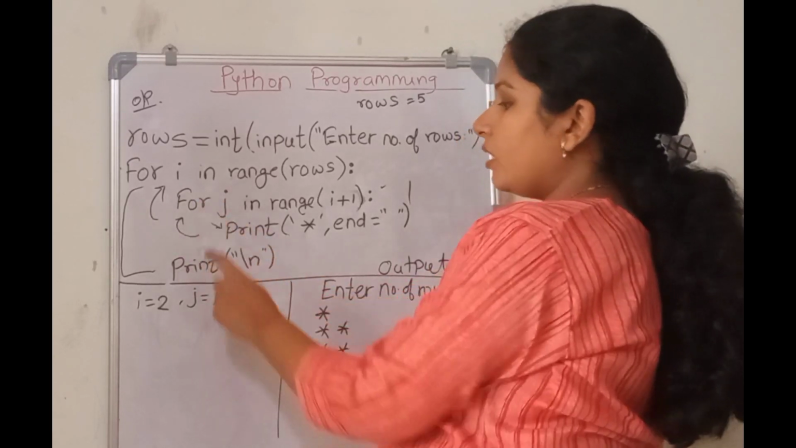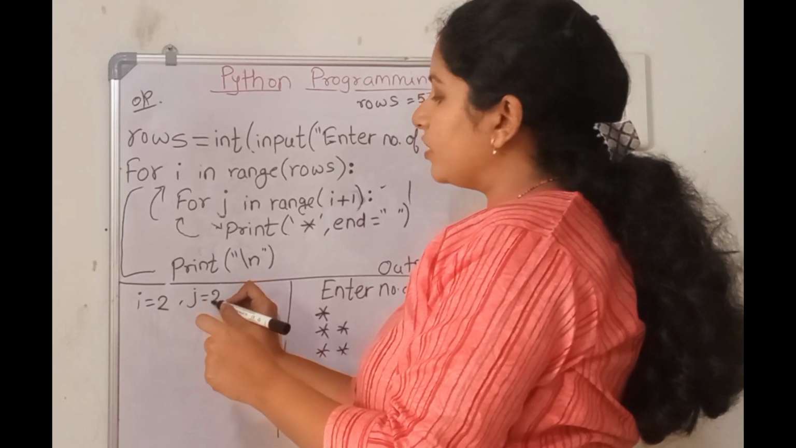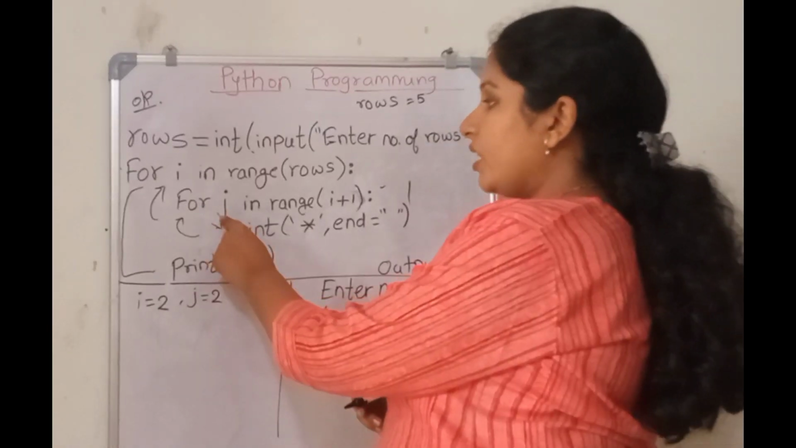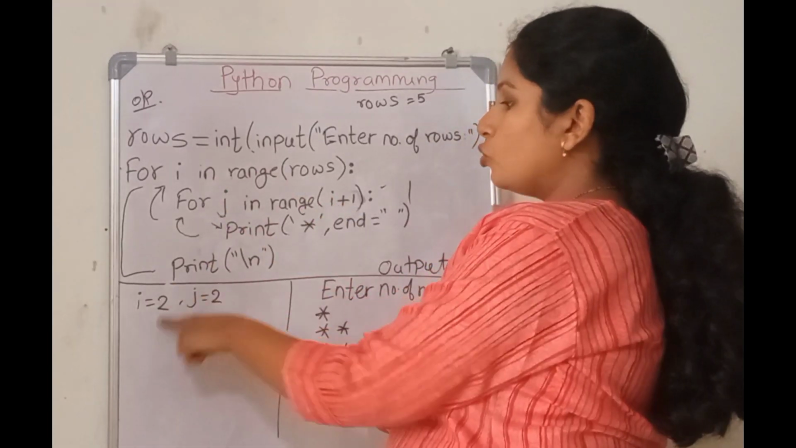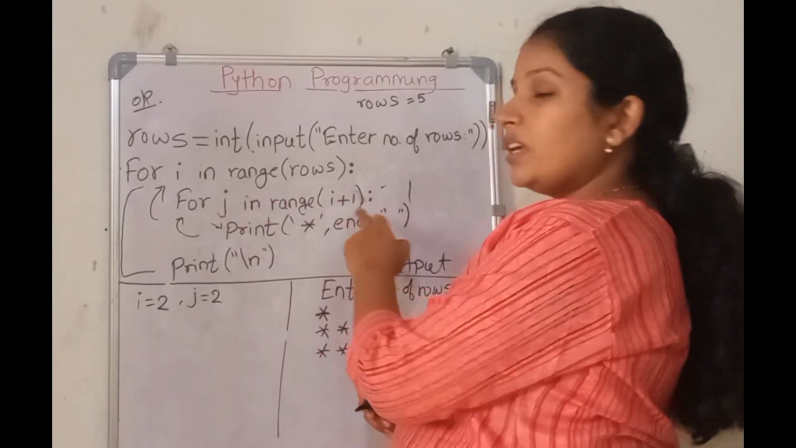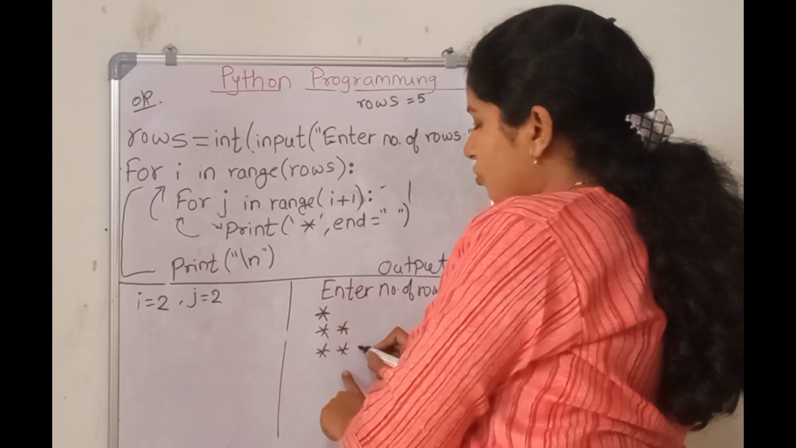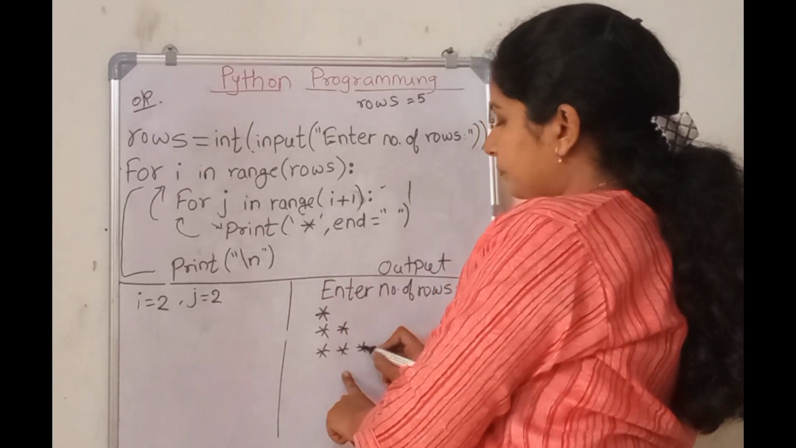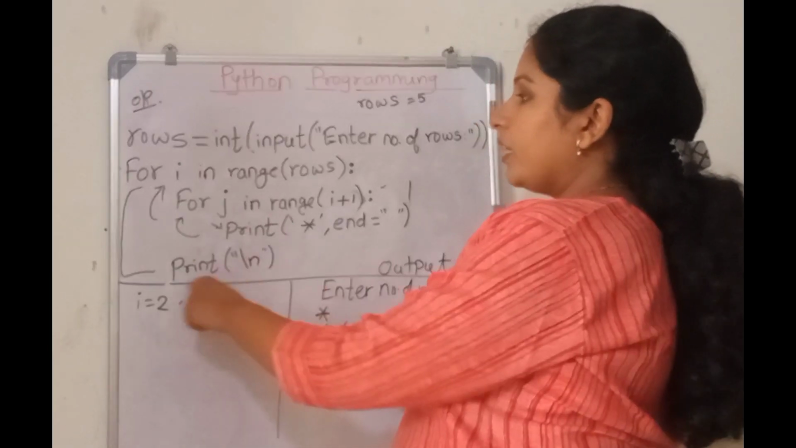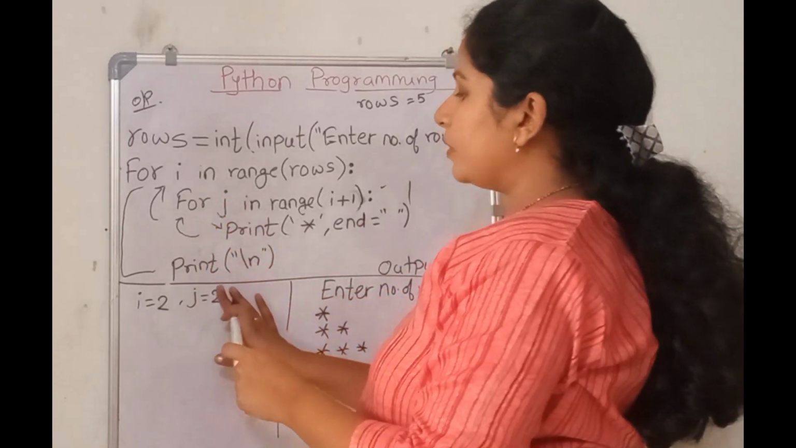Again go to the j. J value will be incremented by 1. J is 2 now. I is 2 plus 1, 3. Is 2 less than 3? Yes. Again go inside, print asterisk after one space. Again go to the j value. Now j value is 3.